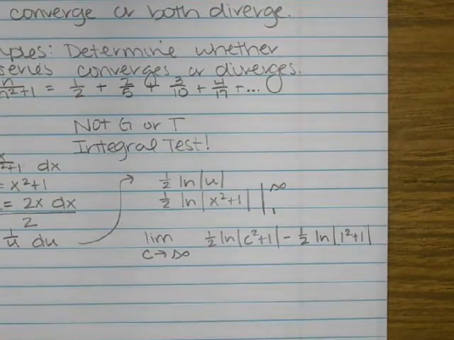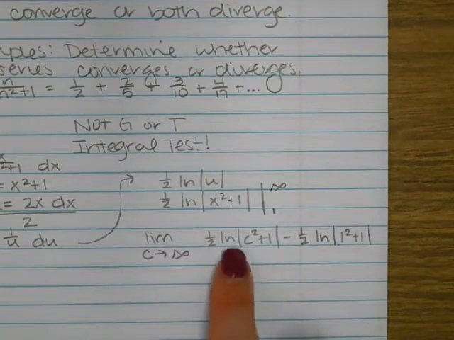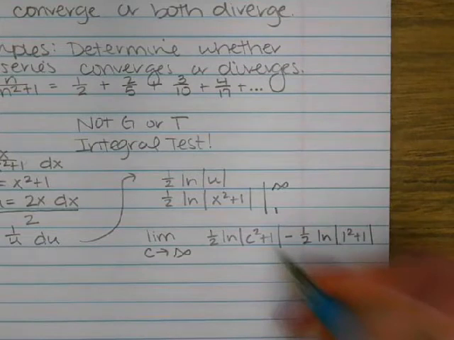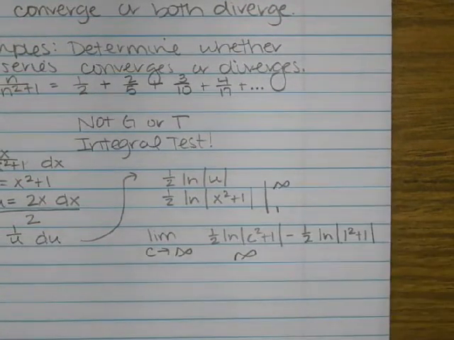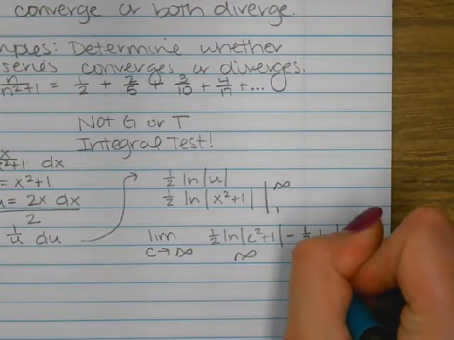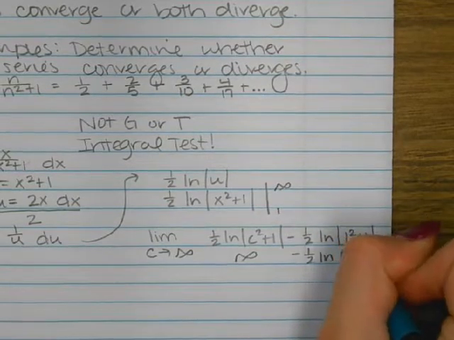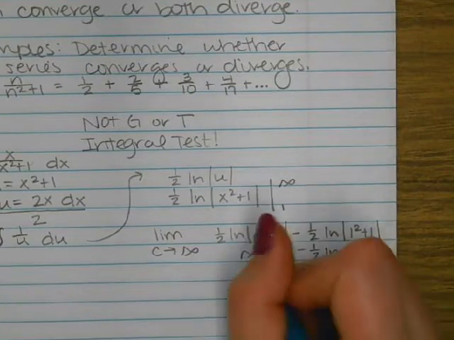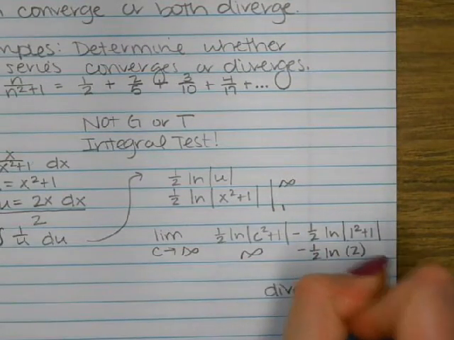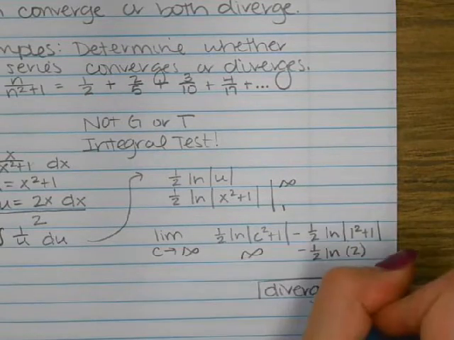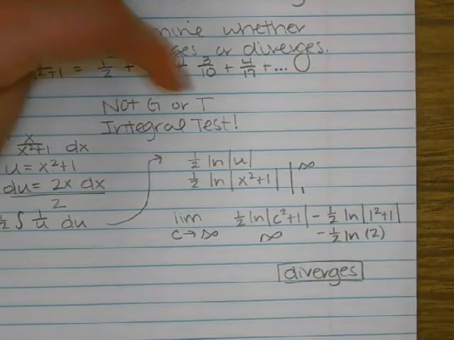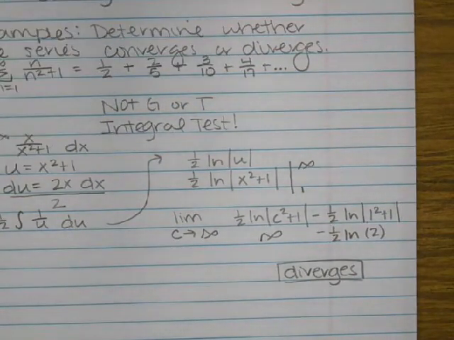All right, so as you plug in infinity, ln of a huge number, if you were to look at the graph, it goes up forever. So this is actually infinity right here. And then here, this would just be minus 1/2 ln of 2, whatever that is. So here we would say that this is going to diverge because of that infinity right there. So that's what we got from the integral test, because it wasn't geometric, it wasn't telescoping, and the nth term test was inconclusive for us. It didn't give us enough information.